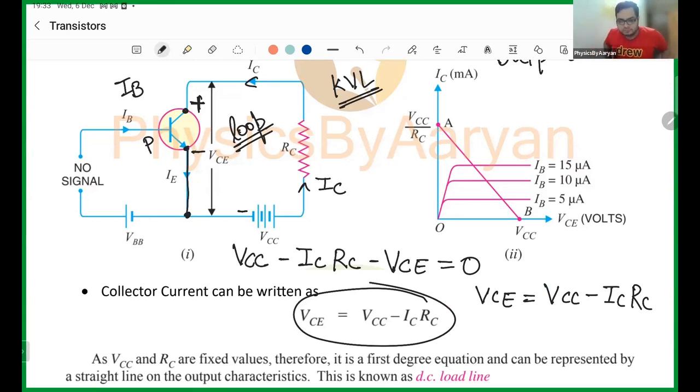Is it fine, everyone? How we wrote this equation? If you have any doubt, ask now. Otherwise, no question of transistor you can't solve. I can guarantee, if you don't know KVL, not even one question you can solve. Any doubt? I am again asking. Please ask if you have.